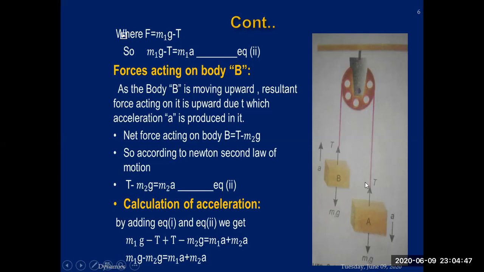The sum of forces acting on body A is equal to m1a, and the sum of forces acting on body B is equal to m2a. If one is plus, the other one is minus. Here tension is increasing and weight is less, so tension is plus, weight is minus. Here weight is plus because it's moving in the direction of the earth, and tension will be less because it is moving against the tension. You get two equations, and by mathematical simplification, a very simple calculation, you have calculated acceleration as well as tension.